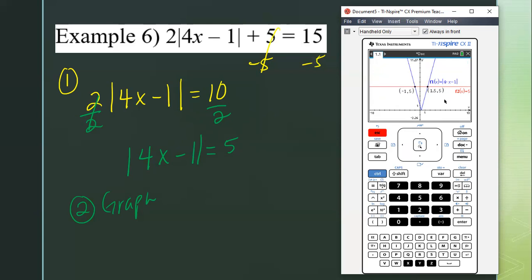All right, so do we see our two solutions? So our answer is x equals, what's the first x value? -1. What's our second x value? 1.5.